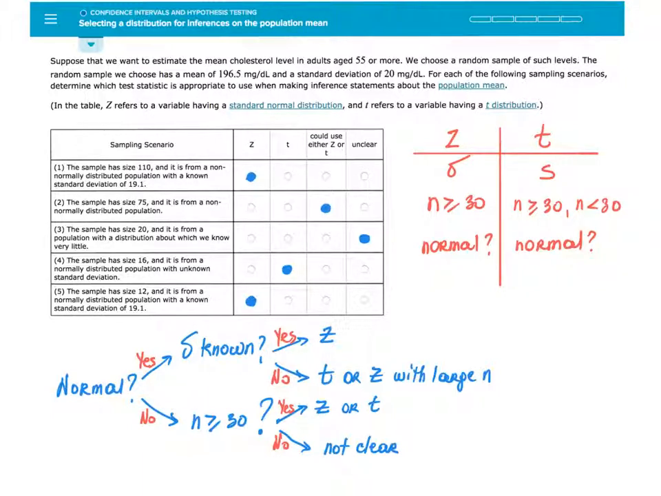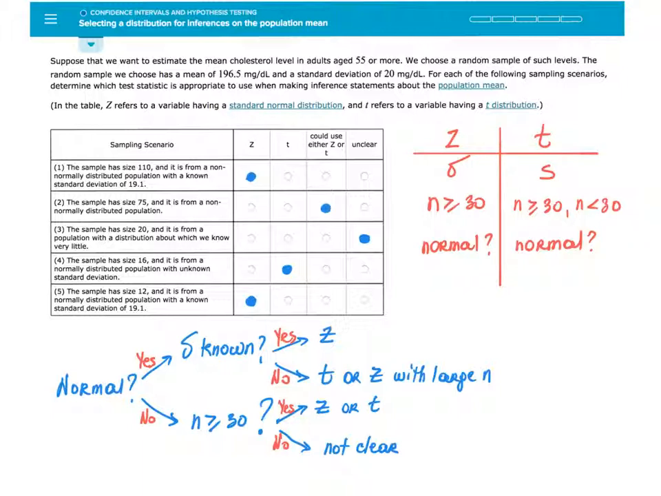Next scenario. The sample has size 20, and it is from a population with a distribution about which we know very little. We cannot make a decision based on a small sample size and nothing else known, so we are going to say it is unclear.